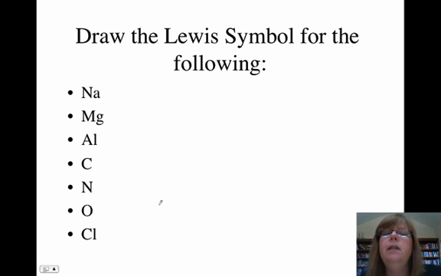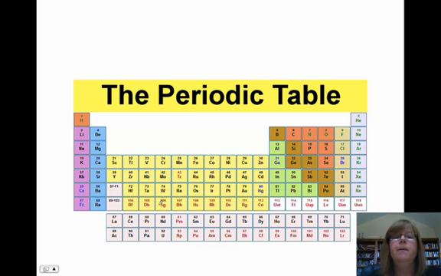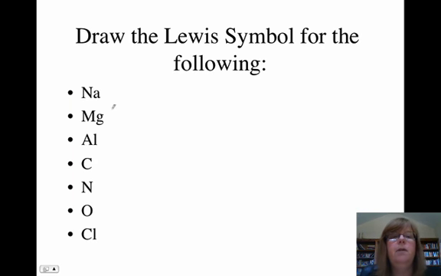Let's draw the Lewis dot symbol for sodium. The first question is, how many valence electrons does sodium have? Go to your periodic table. It's in this family. It has 1 valence electron. So the Lewis dot structure for sodium is easy. You draw the symbol Na, you draw 1 dot, and that represents sodium's valence electron.